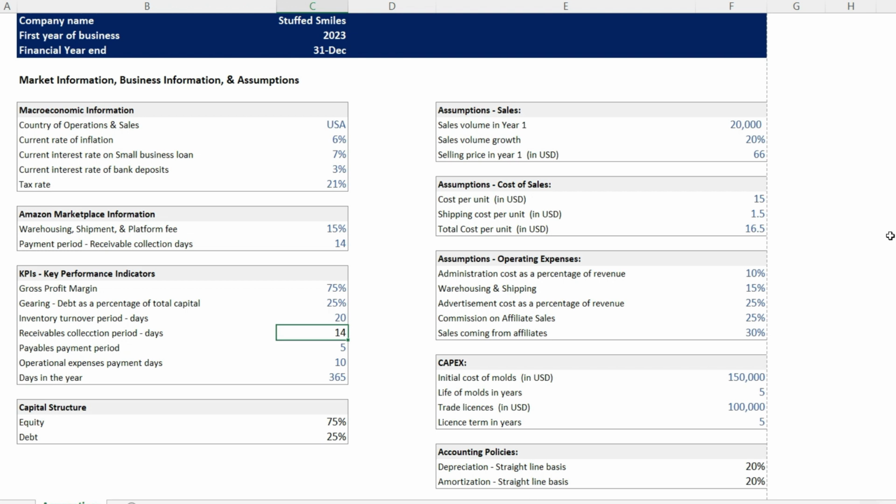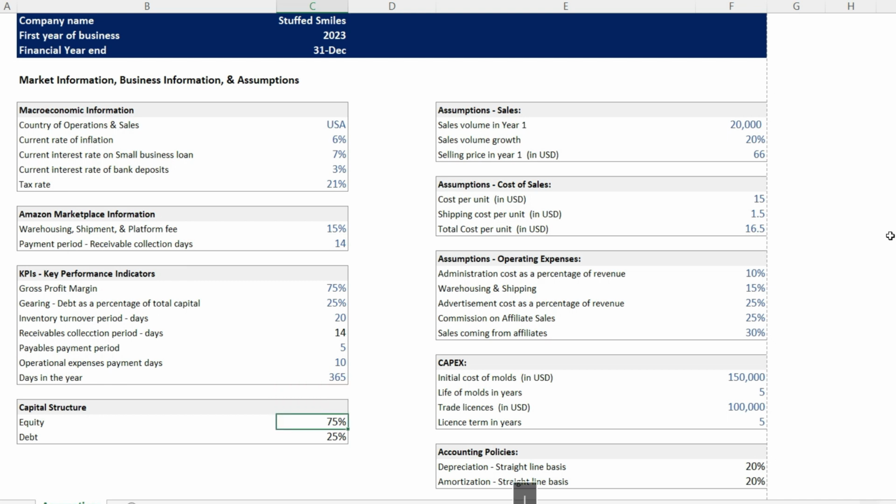Then the receivables collection period will be 14 days. We already discussed that Amazon pays us in 14 days. And then the payables payment period is going to be 5 days, which means that once the goods have been shipped to us, we will be paying our supplier after 5 days from that. The operational expenses payment days, I mean the marketing expenses and other expenses, we will be paying the suppliers after 10 days of the services, after 10 days of the invoice actually. And the days in the year that we are going to use across this model is 365 days per year.